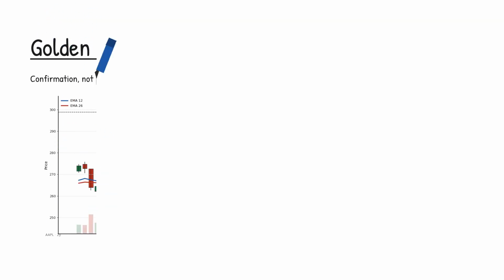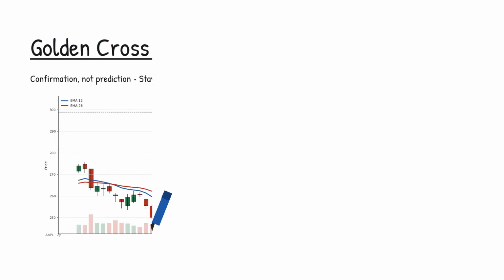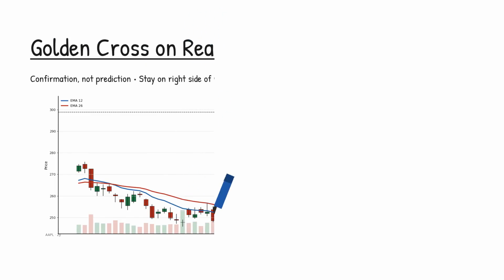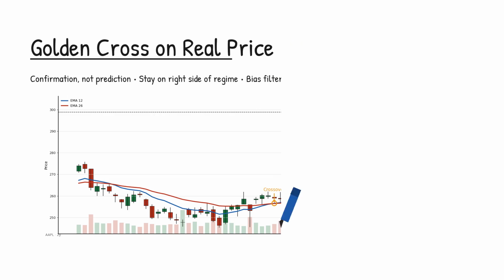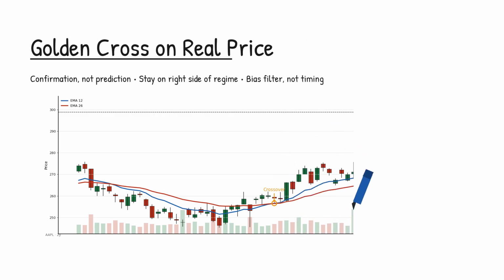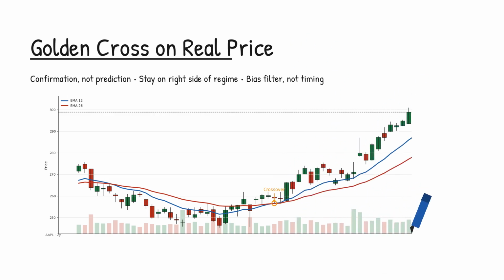Here is Apple on the daily chart with a 50-period and 200-period moving average. Notice how the 50 curls up through the 200 after price has already established higher lows. By the time the cross prints, the trend is well underway. That is the honest truth about long crossovers. They confirm rather than predict. They keep you on the right side of major regimes, but they will never get you in near the bottom. Use them as bias filters, not timing triggers.